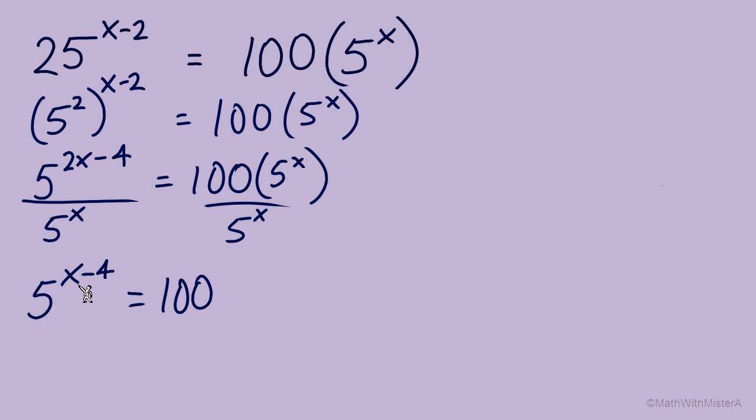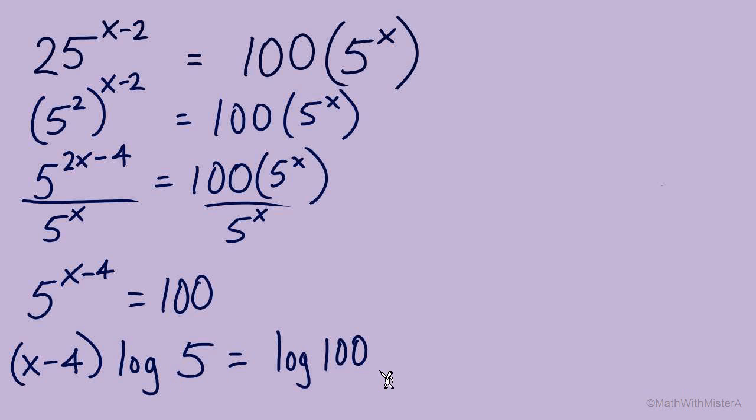I see the variable up in the exponent, so I know I'm going to need to do some logs. I'll choose a base 10 log both sides. On the left, the exponent x minus 4 I've brought down. I have it times log 5. What about on the right side? It is log 100, but I ought to take care of that pretty quickly. The base is 10, and our 100 is 10 to the power of 2. So log base 10 of 100 equals 2. We should simplify things like that as soon as we see them.